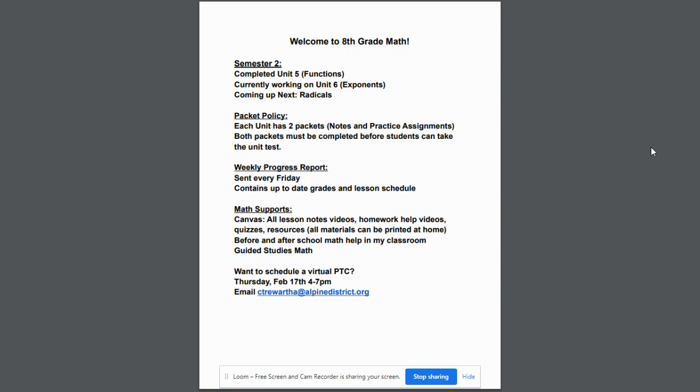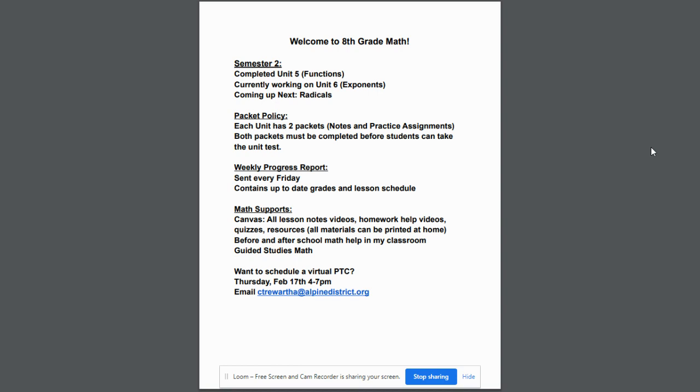I wanted to take a minute to go over our packet policy. Each unit has 2 packets, a notes packet, which is usually on colored paper, and then a practice assignments packet, which is just on white copy paper. Both of the packets have to be completed before the student can take the unit test. Both packets need to be done and turned in on our test review day to receive full credit and to qualify to take the test.